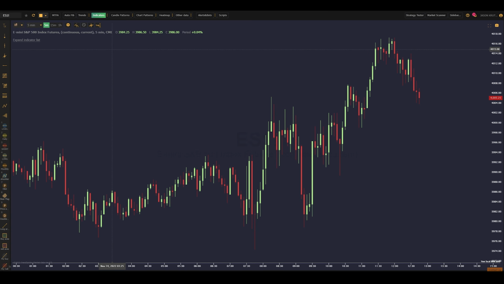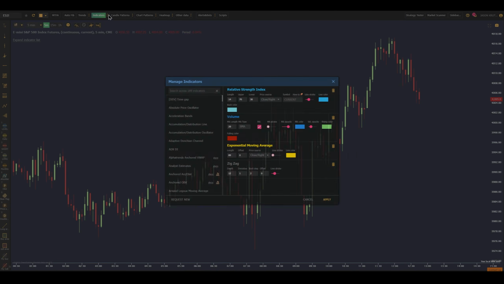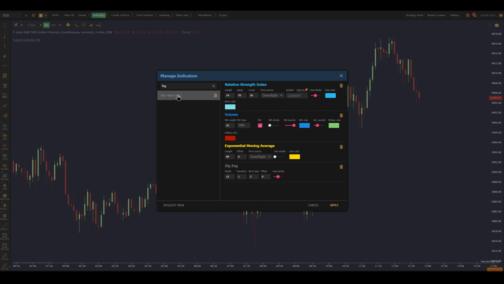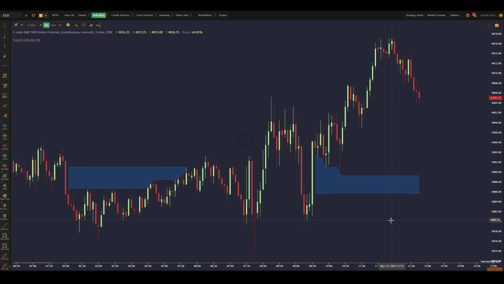Finding fair value gaps is as simple as adding an indicator to your chart on the TrendSpider platform. Simply click the three dots, search FVG, say apply, and they will appear on your chart for you. Any fair value gap that extends out into the future is unfilled.